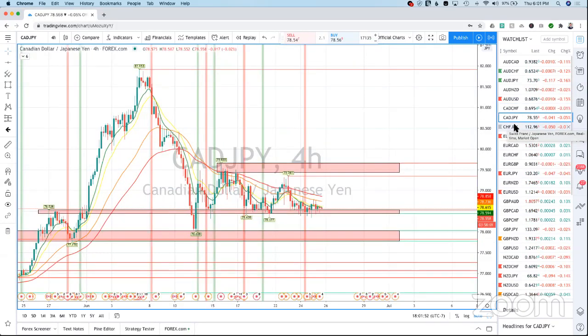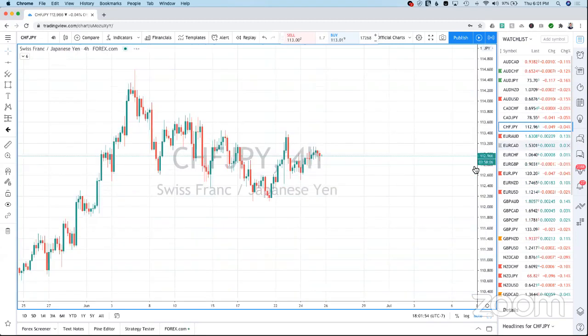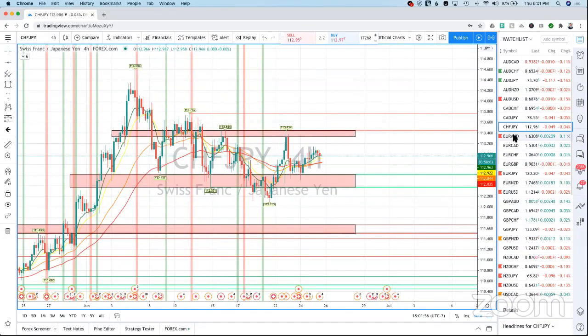CAD JPY, nothing there. The market is really dead. That's crazy. Yeah, the market's not moving at all.